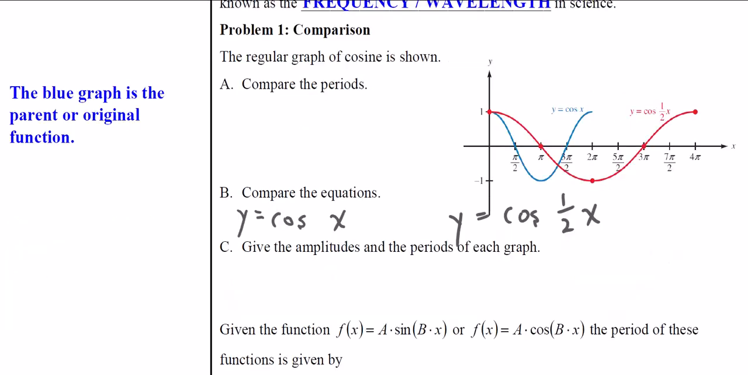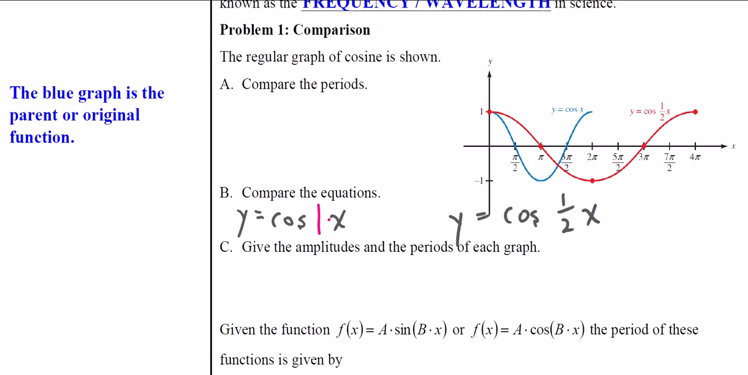If we compare the equations, we notice that for the blue equation, the blue graph, we have cosine x, which if you want, you can put a 1 right here to let you know that this is a 1. And then we notice that the red graph has a 1/2. So again, we note that fractions where the denominator is larger than the numerator, right? When the bottom number is bigger than the top number, we're going to end up getting this effect where the graph is spread out or wider.